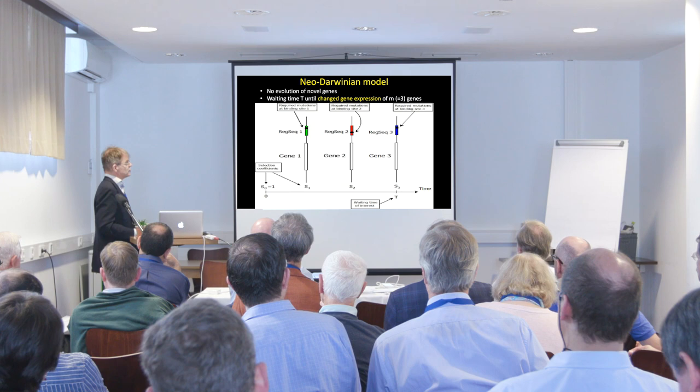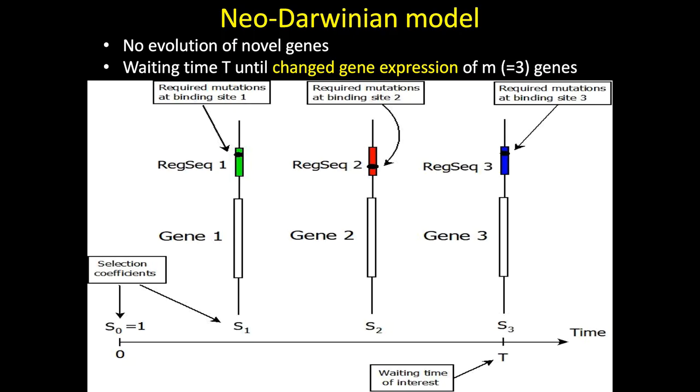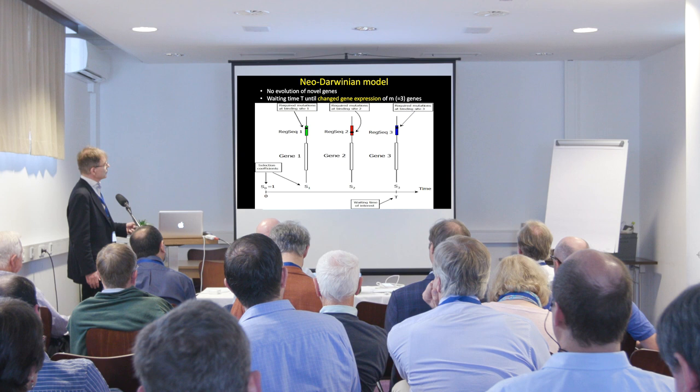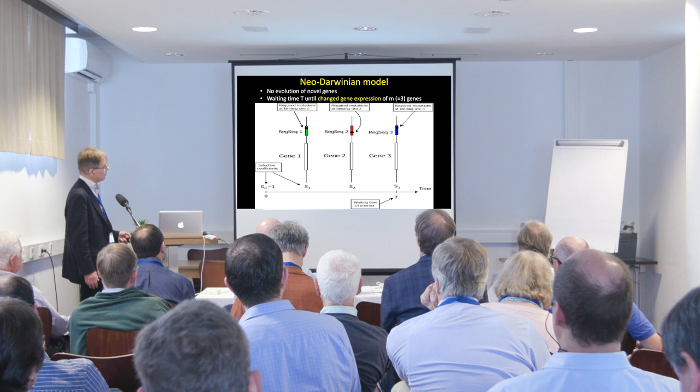Then after some additional time, we have a mutation somewhere along the second regulatory sequence. And that mutation appears in one individual, and it has to spread to the rest of the population, and so on. And finally, we get a mutation in the third regulatory sequence somewhere. And when that mutation has spread to the whole population, we are done. Then we have reached the target, and that is our waiting time.